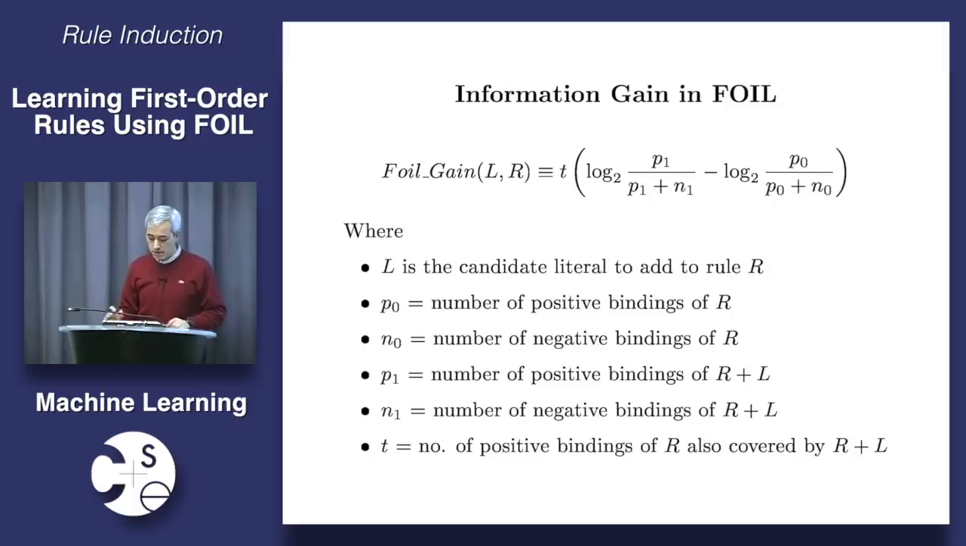So remember, let's say that my rule is R. My rule so far is R, and L is the literal that I'm considering adding to the rule. Now let P0 be the number of positive bindings of the rule. What is this thing called binding? What is the binding of a rule? We didn't have this before.